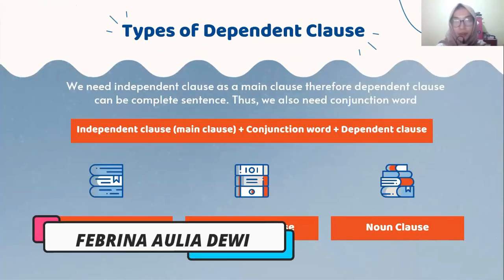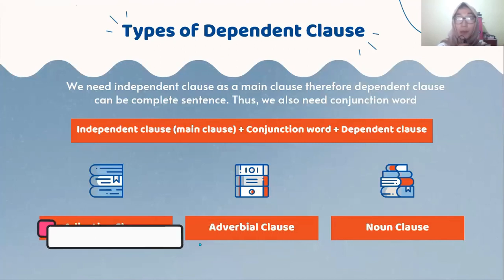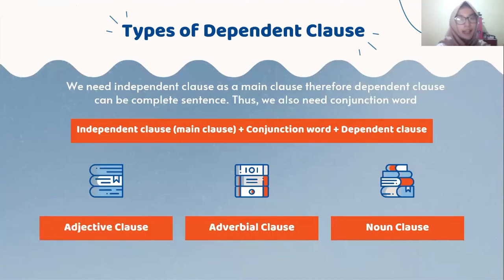Hello, my name is Febrina Oledewi, and now I'm gonna present about types of dependent clause. Dependent clause is an incomplete sentence if there's no other sentence. So we must have another sentence, which is called main clause or main sentence. Therefore, this dependent clause can be complete. Here is the simple structure of dependent clause. For connecting the main clause with dependent clause, of course, we will need a conjunction word. And here are three types of dependent clause: adjective clause, adverbial clause, and noun clause.